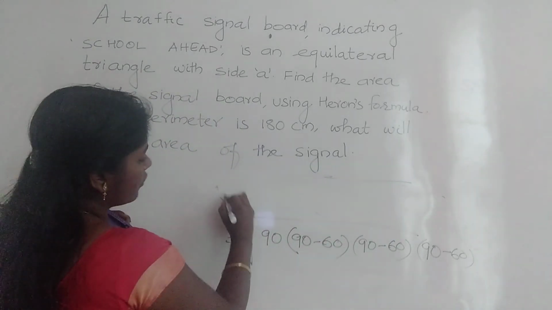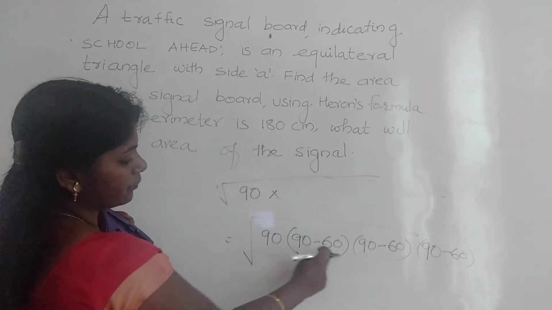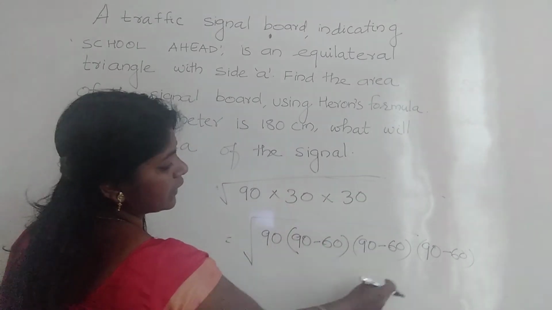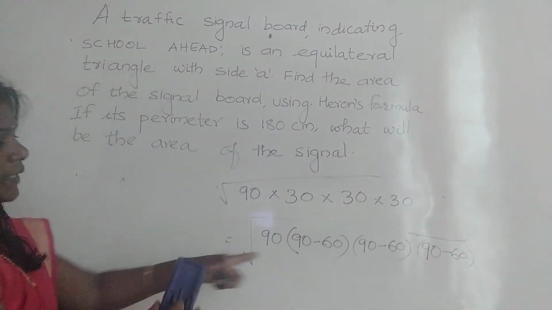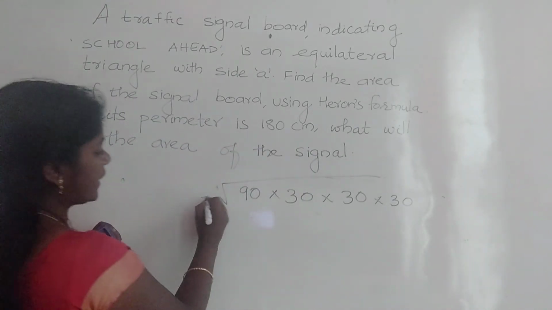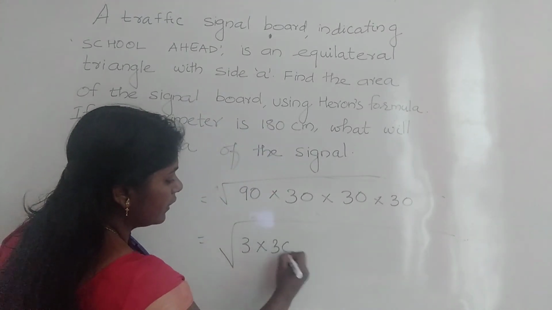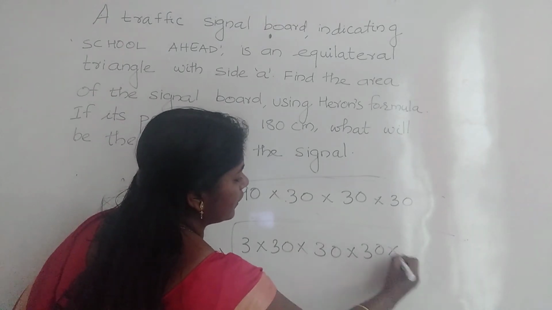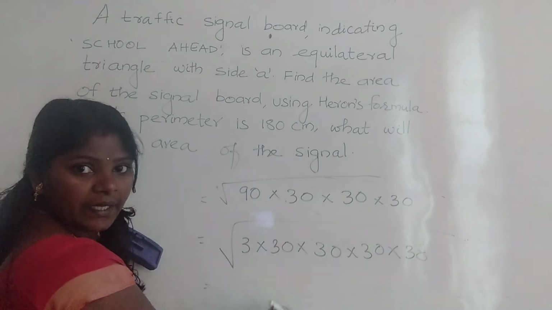Next, root of 90 into 30 into 30 into 30. 90 minus 60 is 30. Okay. Then we can factorize this 90 also. How can we factorize this 90? 3 into 30, into 30 into 30 into 30. How many 30s are there? Four 30s. So we can take two 30s out.